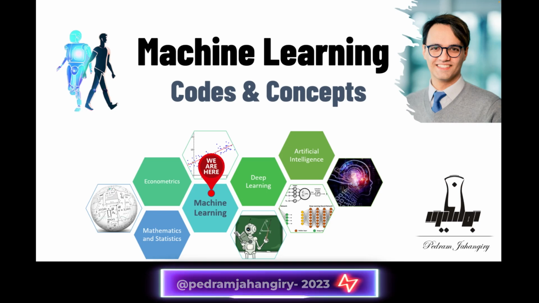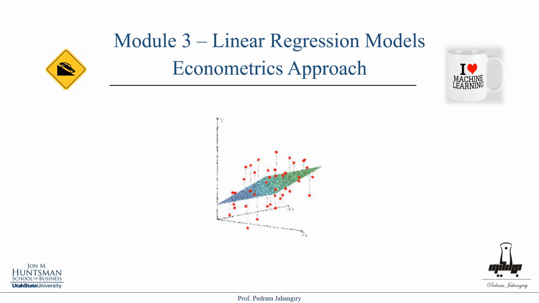Let's get started. All right, module number 3, linear regression models, econometric approach. It is important to know that this approach is different from the machine learning perspective. In the econometric perspective, we're going to focus on interpretability. Interpretability is more important. In the machine learning approach, predictability is more important. So we're going to do this module in two parts.